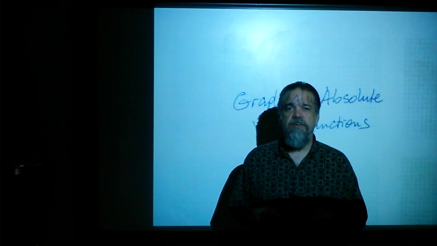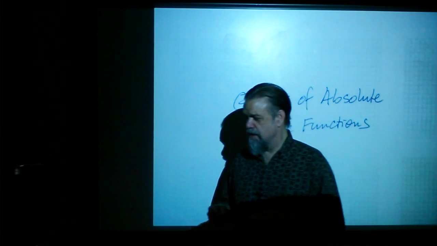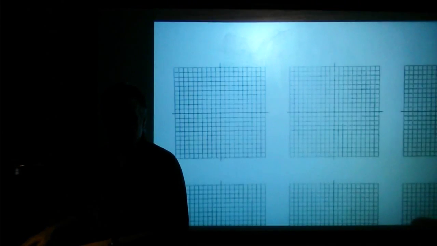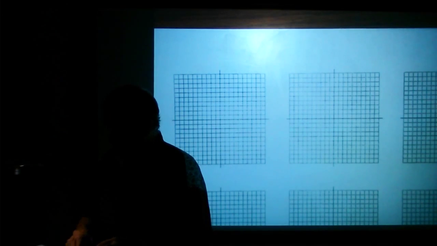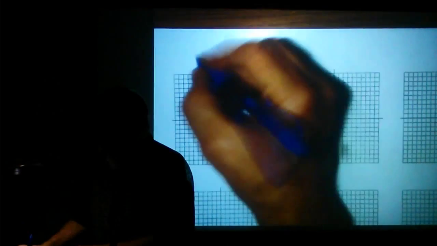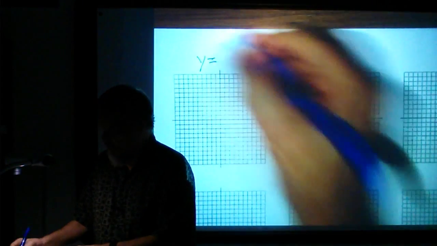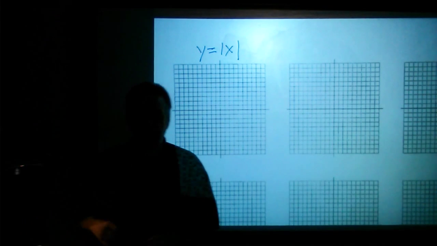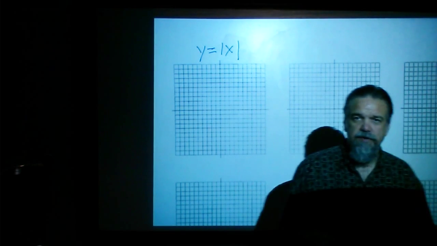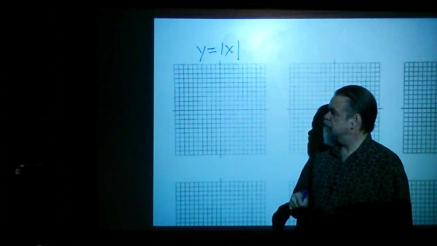Today we're going to be graphing absolute value functions. So what is an absolute value function, you may be wondering? Well, let's start by graphing the simplest absolute value function that we possibly can, and that would be the function y equals the absolute value of x, okay? We frequently call this the parent function of absolute value functions because all absolute value functions come from this one.